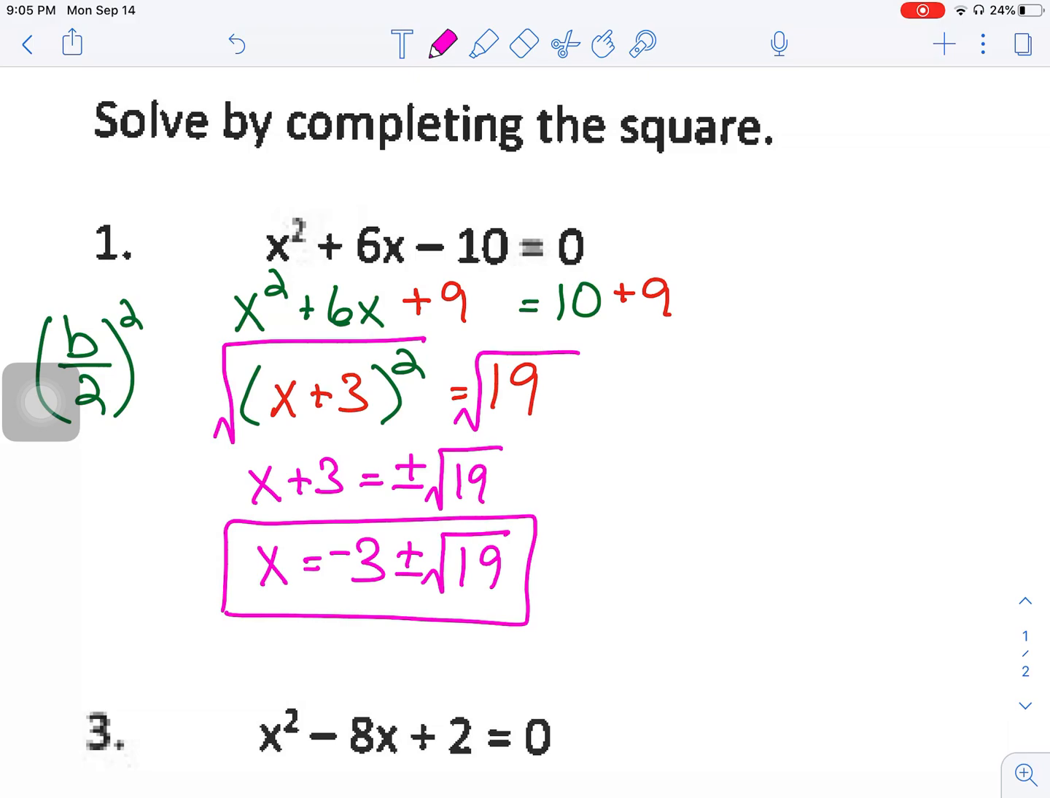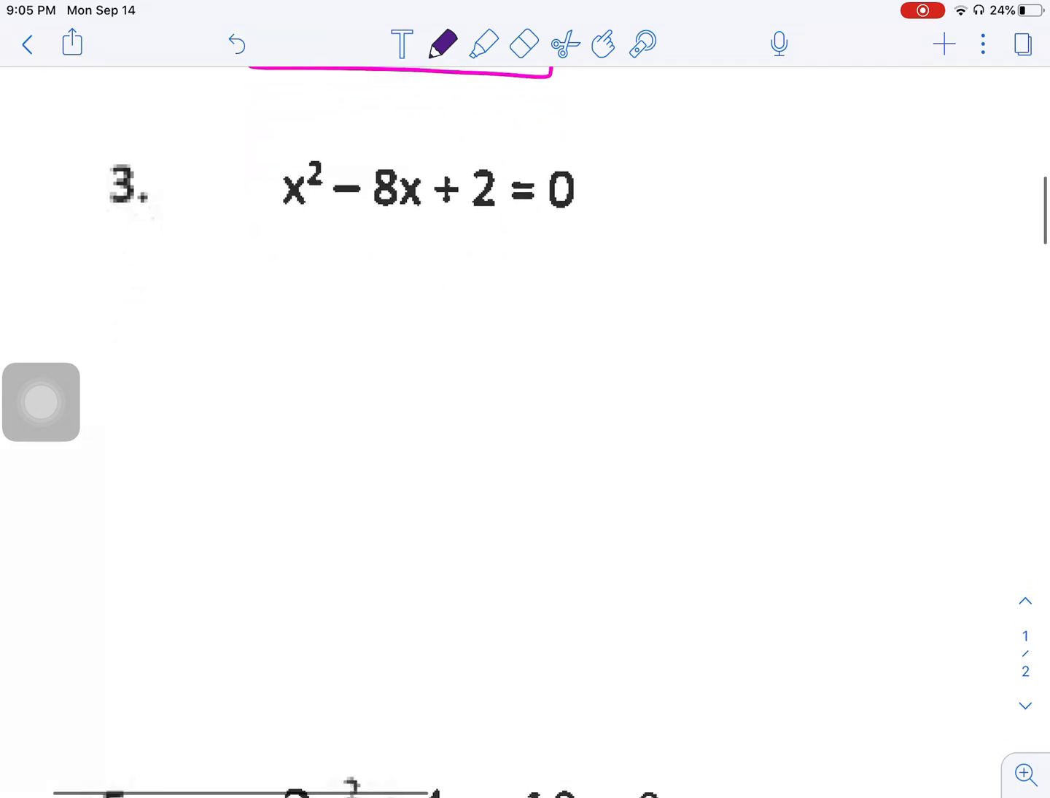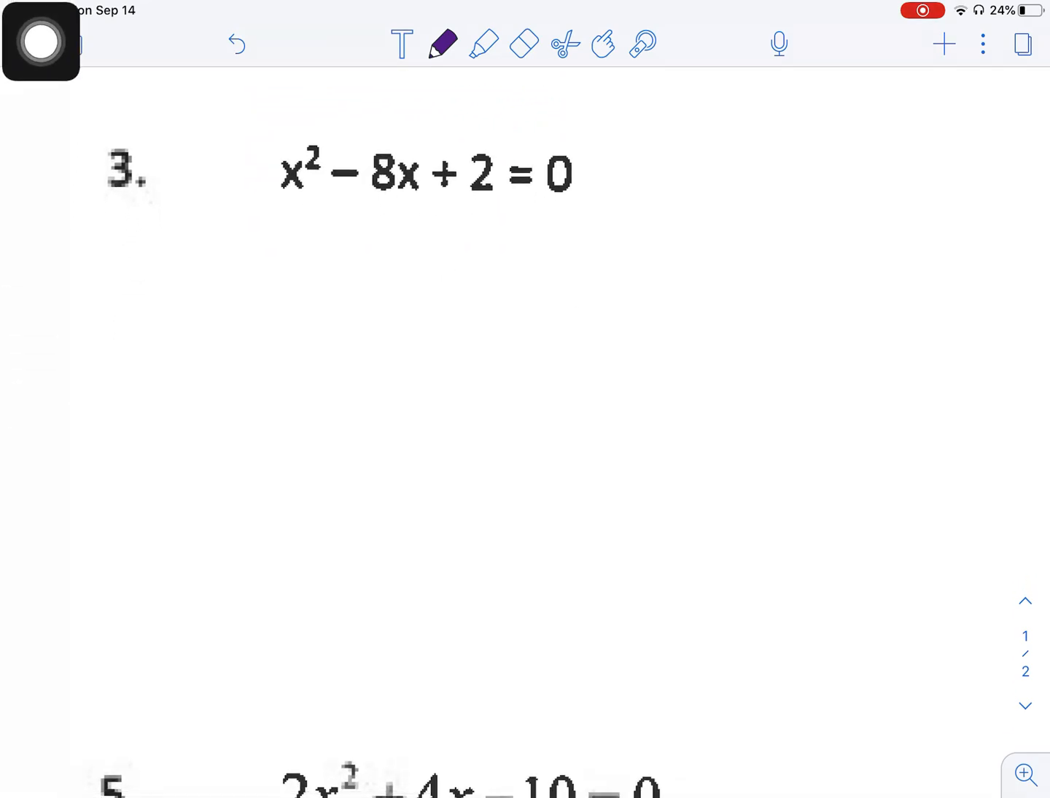Okay? So that's the basics of completing the square. I promise you we're going to do some more. I'm going to guess that there might be a few people looking at this video going, yeah, I want to see that again. And that's what we're going to do. I'm going to go ahead and slide on down to problem number 3 here.